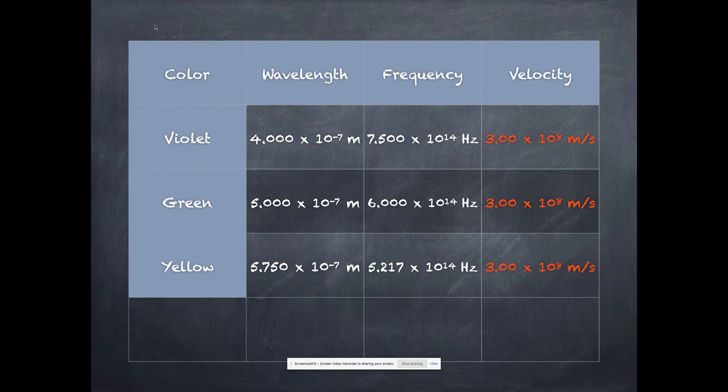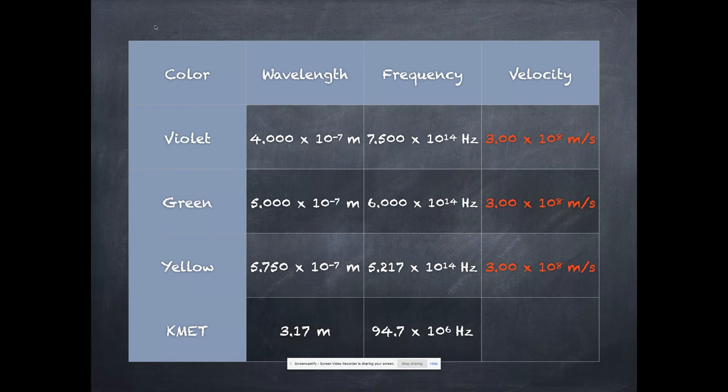For yellow also. What if we're not talking about visible light? What if we're talking about radio waves? KMET was a radio station here in LA in the 1970s and 80s. Its wavelength times its frequency, and you get the same thing. All electromagnetic radiation travels at the speed of light.